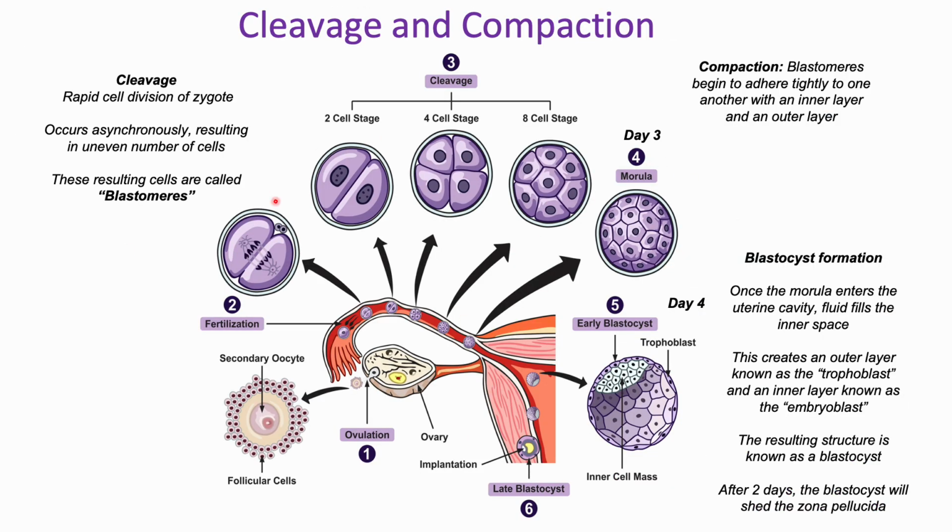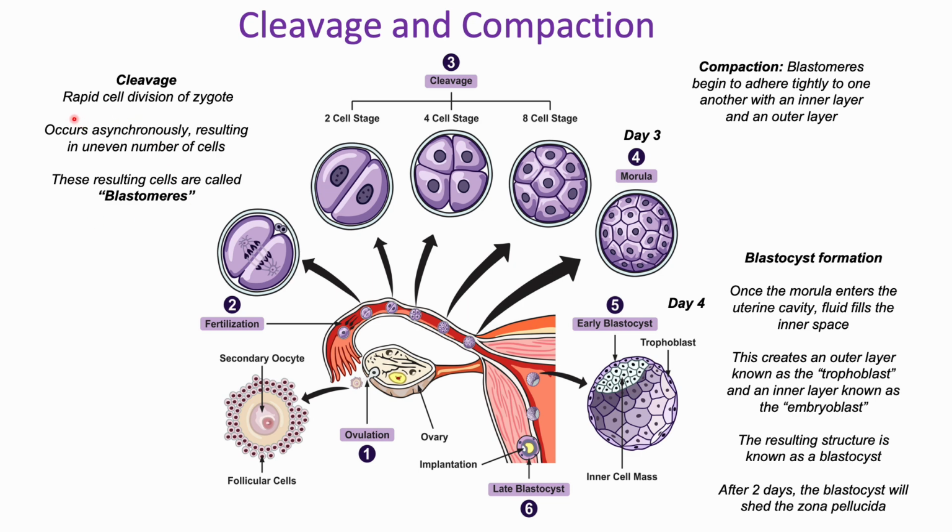So for cleavage and compaction of the embryo, this happens after fertilization. It takes about a day after, and then you're going to start to have cell divisions. These cell divisions are going to happen rapidly, going from the zygote phase through multiple cell divisions, and once we hit the 32 cell stage, we start to call it a morula because it resembles the size of a blueberry.